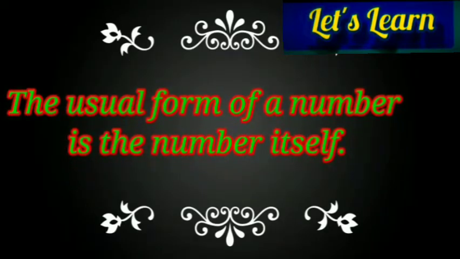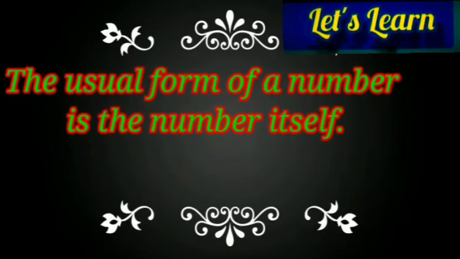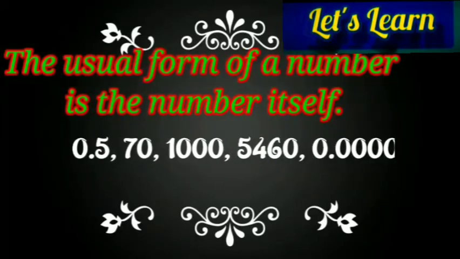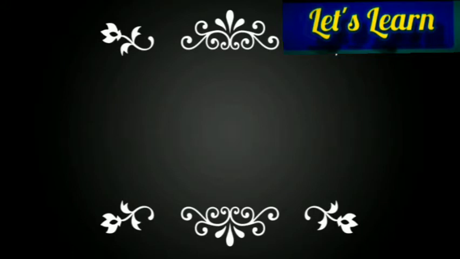That means the number which is being used to count, the number which we are using in our daily life, like 0.5, 70, 1000, 5460, 0.000097, etc. All of these numbers can be in any form. It may be in general form, it may be in decimal form, doesn't matter.